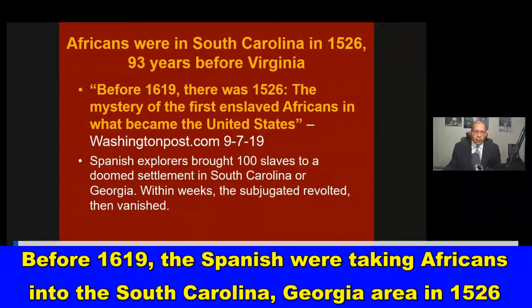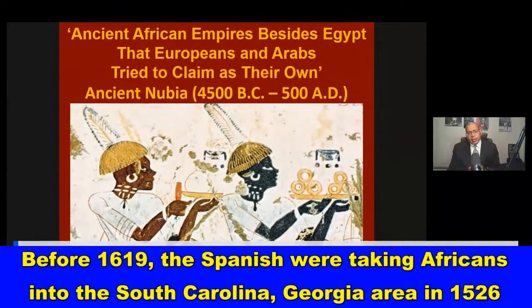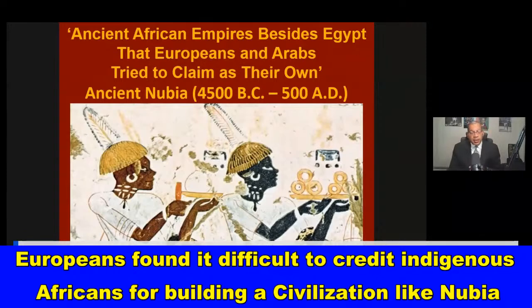Okay, so we look at some ancient African civilizations like ancient Nubia, and we look at African empires besides Egypt that Europeans and Arabs tried to claim as their own. One of them is ancient Nubia, or Ta-Nehisi, which existed from about 4500 BC to 500 AD. And Nubia is the mother of ancient Kemet, or ancient Egypt, and Abyssinia or Ethiopia is the grandmother.